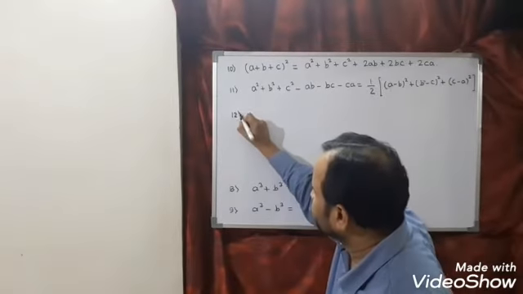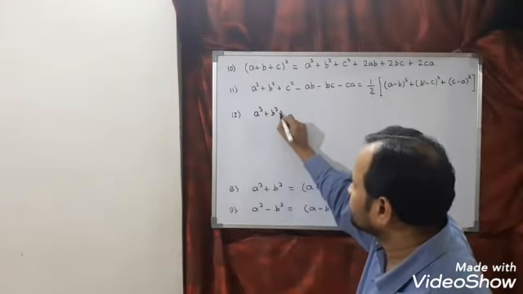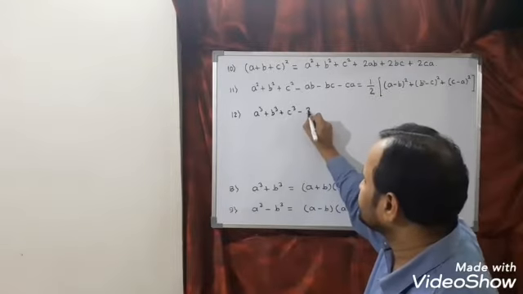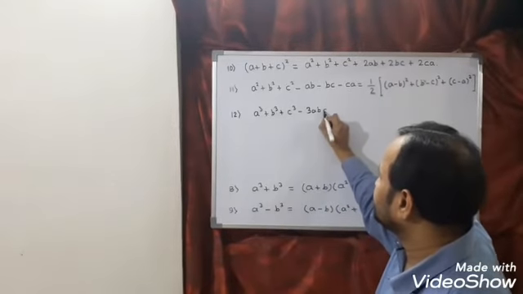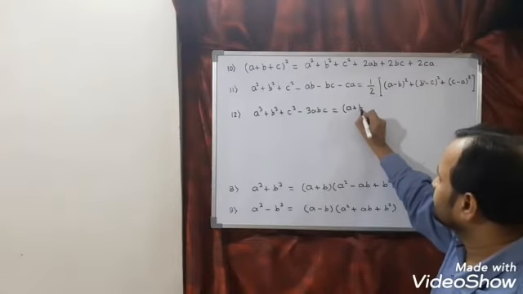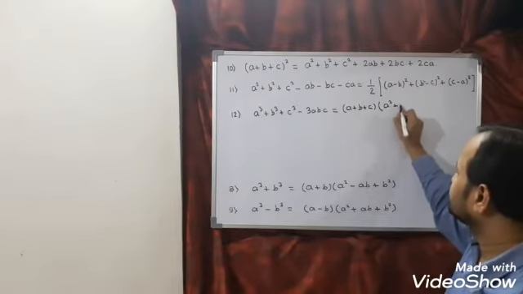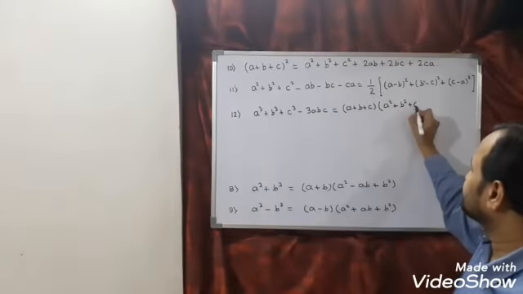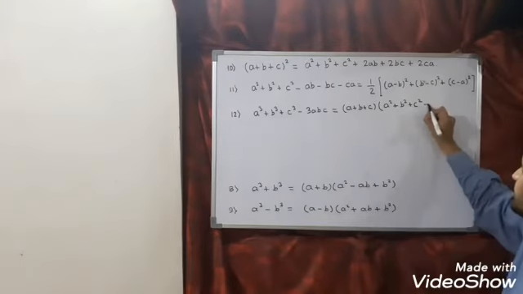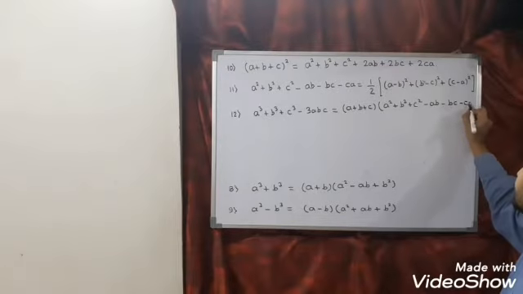Let us see one more. A cube plus b cube plus c cube minus 3abc is equal to, it is a plus b plus c into a square plus b square plus c square minus ab minus bc minus ca.